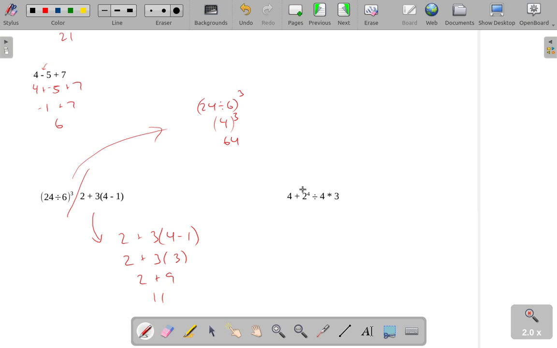Alright, in this example I have addition, exponents, division, and multiplication. The exponent is the thing that will take place first, so I'll do 2 to the 4th. That's 4 times 4, which is 16. Alright, now I have addition, division, and multiplication. So division and multiplication are tied in the order of operations, so I need to do the one on the left. I need to do this one next. So I'll do 4 plus, 16 divided by 4 is 4. Alright, now I have addition and multiplication, so this is the next operation I'll do, 4 plus 12, and finally 16.